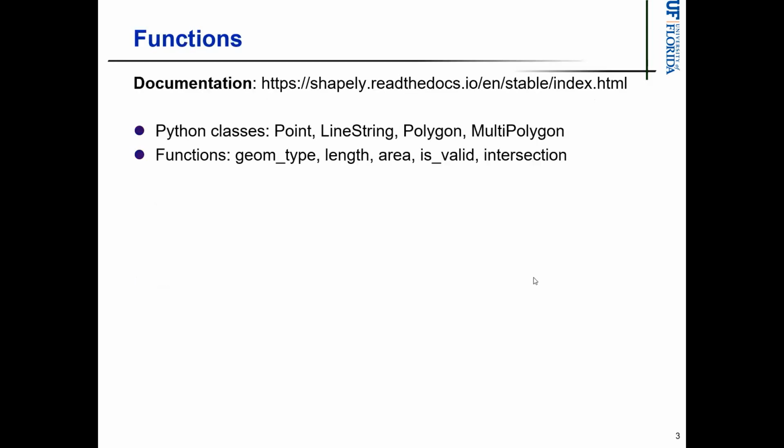Some of the functions that will be used throughout the tutorials can be found in the documentation linked. And the other functions that will be used are geom_type, which will be used to check the geometry of the geometric object created. Length and area will be used to carry out measurements on the geometric objects created. And is_valid will be used to check the validity of the geometric object created. Lastly, for spatial analysis, we'll use intersection, which will be used to check whether two geometric objects intersect.